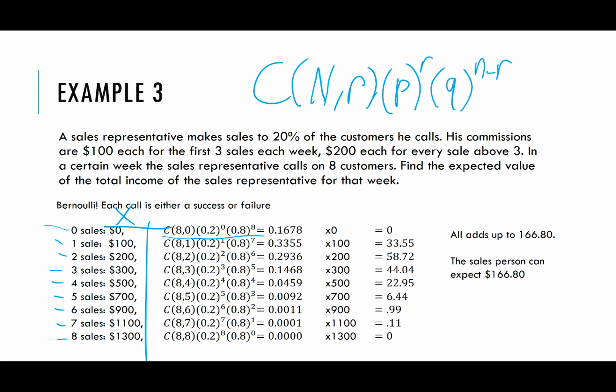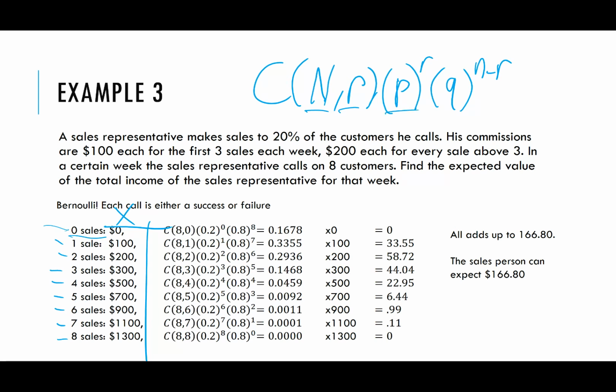So we mentioned this earlier in the 4.1 video. So remember, N represents the number of trials. He's making 8 calls here, so you can see that 8 is the N value in all those, because we're all talking about 8 calls. R is the number of successes. So we change that depending on how many sales he makes. If we want to know 0 sales, then R is 0. If we want to know 6 sales, then R is 6. So R changes depending on which of these you're trying to solve for.